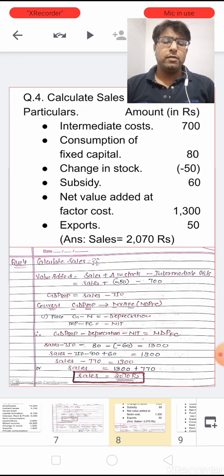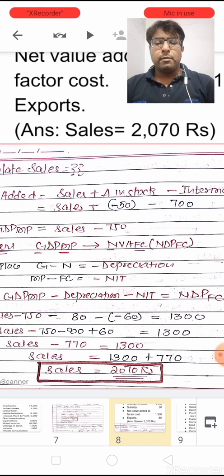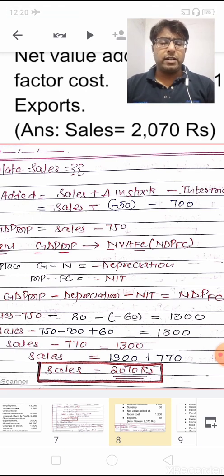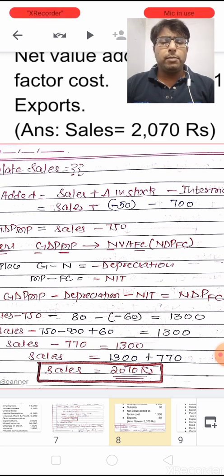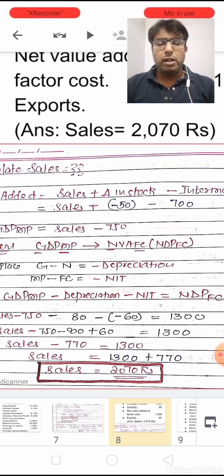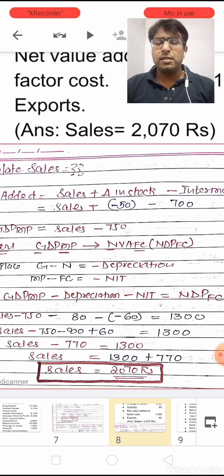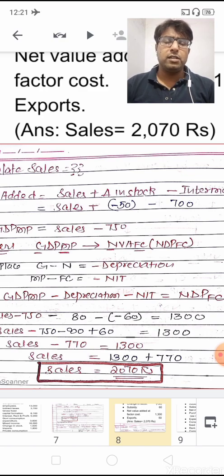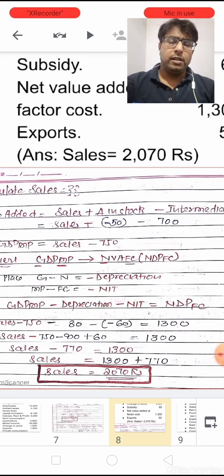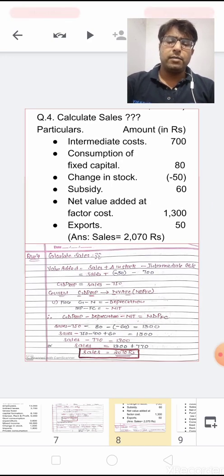Now gross is to be converted into net. That is why we are subtracting depreciation. Market price is to be converted into factor cost. That is why we are subtracting the NIT. Therefore, GDP-MP minus depreciation minus NIT is equal to NDP-FC, and by putting in the values we can easily add or subtract, and in this way we find the value of sales, that is 2070.